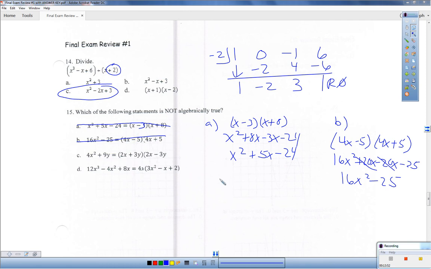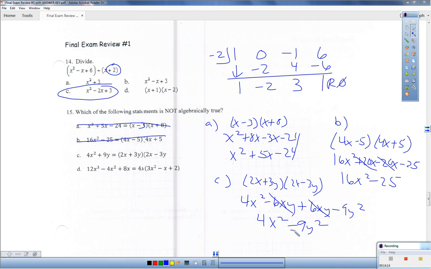Alright, for the next one, for C, let's see, (2x plus 3y)(2x minus 3y). Pull this out, I get 4x squared minus 6xy, and then plus 6xy minus 9y squared. Cross that out, that leaves me 4x squared minus 9y squared. That one's not true, so it has to be C.